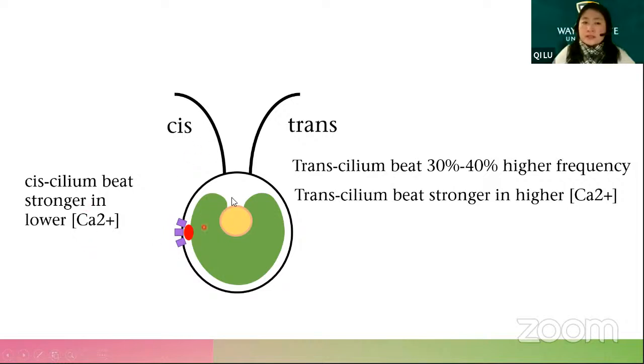But when the intracellular calcium is low, then the majority of the movement is driven by the cis cilium. And when the intracellular calcium is high, then this trans cilium will be stronger than the cis. And so the major movement is induced by the trans cilium.